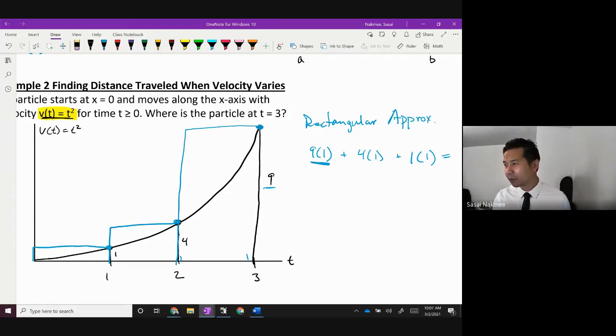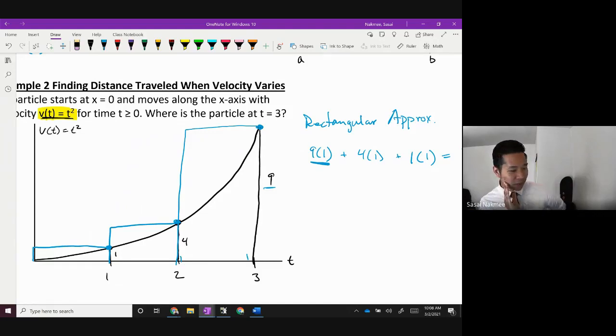Now, here's the thing. How many rectangles did I draw for this problem? Can you guys count it? I drew 3 rectangles, didn't I? So here's the thing. If you increase the number of rectangles you have, you will have a better approximation of the area that you're looking at. Right now we have 3 rectangles, because I just went from 1, 2, and 3.